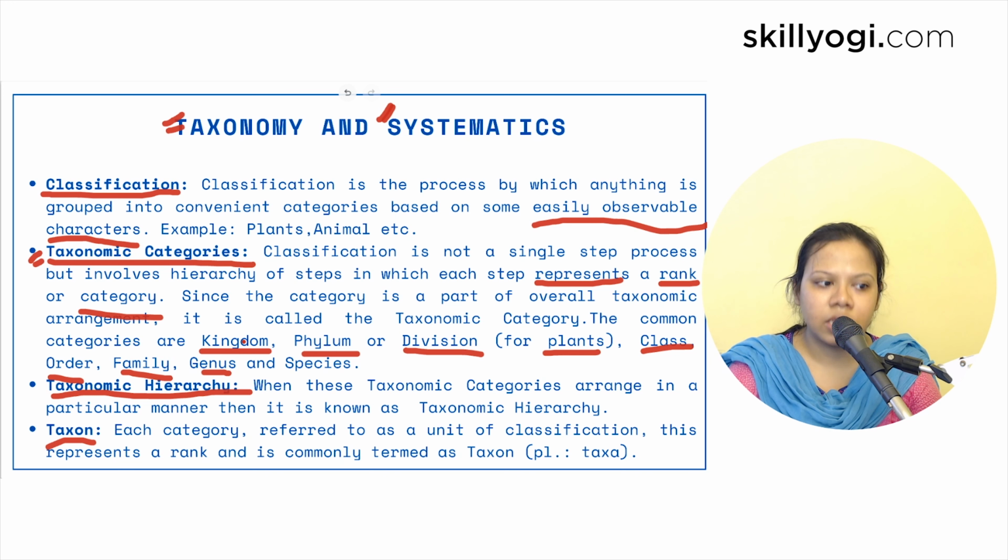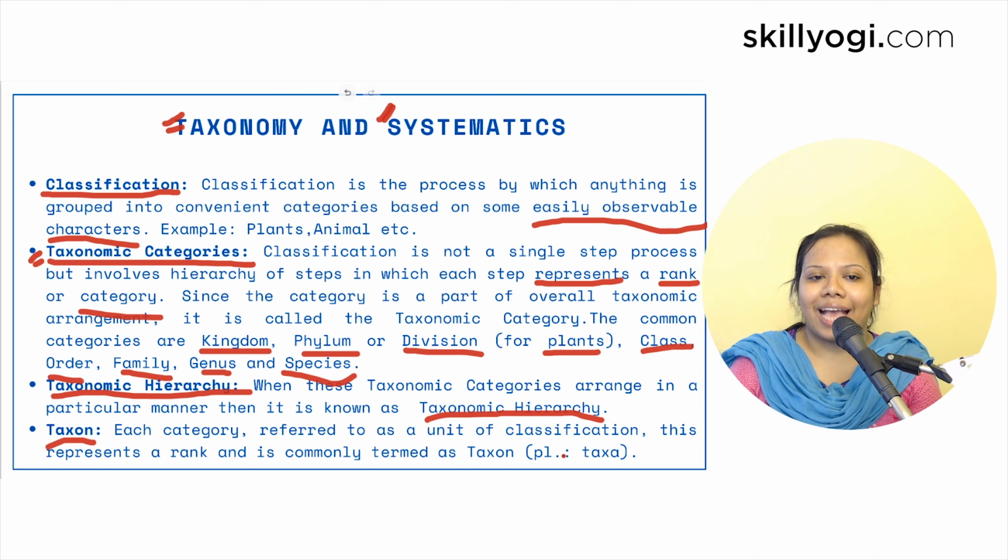First one, kingdom. Second one, phylum, which is phylum in case of animals and division in case of plants. Third one, class. Fourth one, order. Fifth one, family. Sixth one, genus. And the last one is species. What is taxonomic hierarchy? When we arrange all of these seven categories in a particular arrangement, it is known as the taxonomic hierarchy.